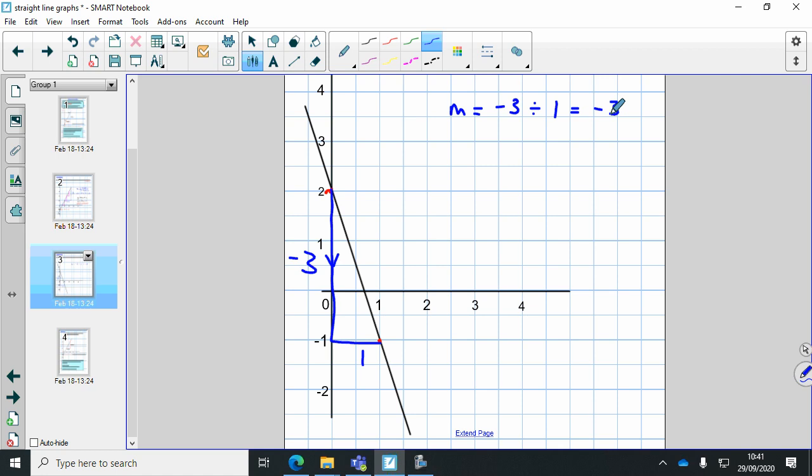And then your c, well, c is here, where it crosses the y-axis. So c in this case is equal to 2. So we've therefore got, in the form y equals mx plus c, y equals m being minus 3, so minus 3x plus c, which is plus 2. So therefore, that is our solution.